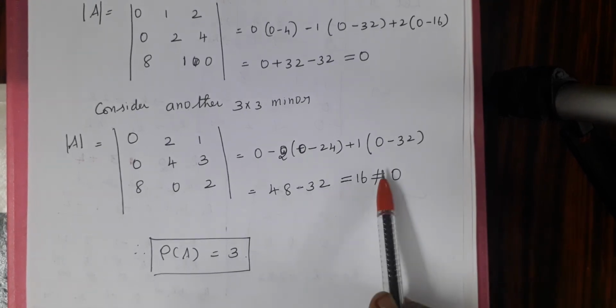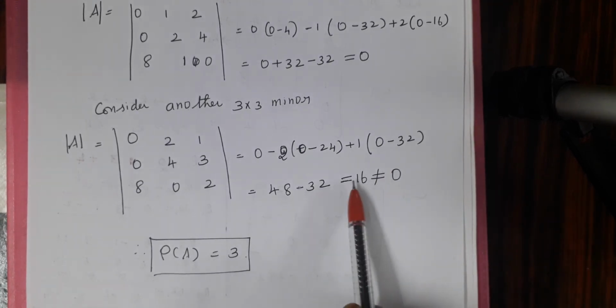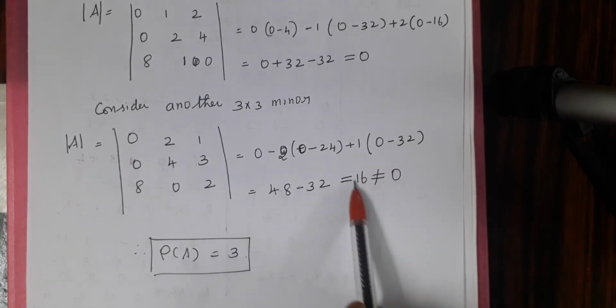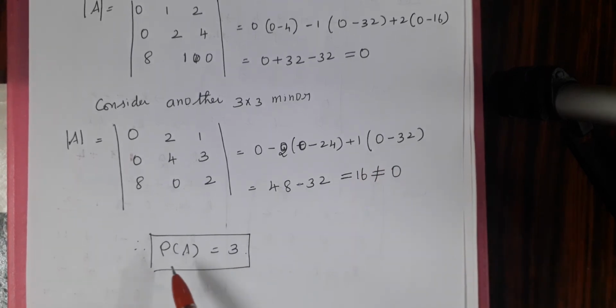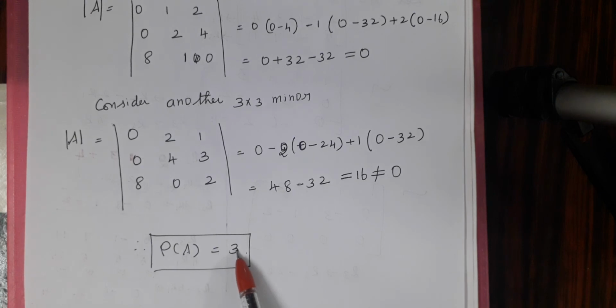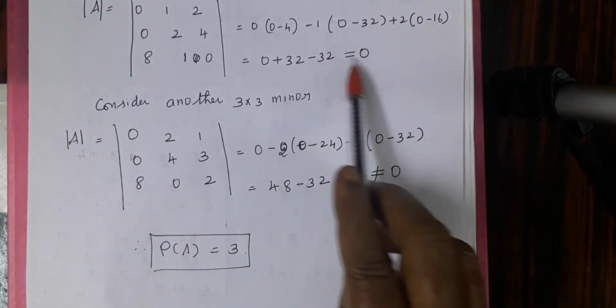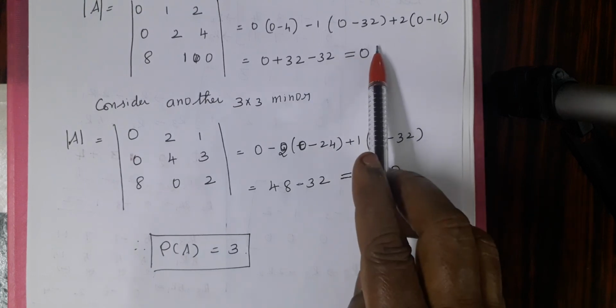We know how to find the determinant, so go through that. Find the determinant value. The determinant value becomes what? 16. 16 is not equal to 0. So the determinant value is not equal to 0. What is the rank? The rank is nothing but 3. Here, the first 3 by 3 minor's value becomes 0, so we are unable to find the rank.